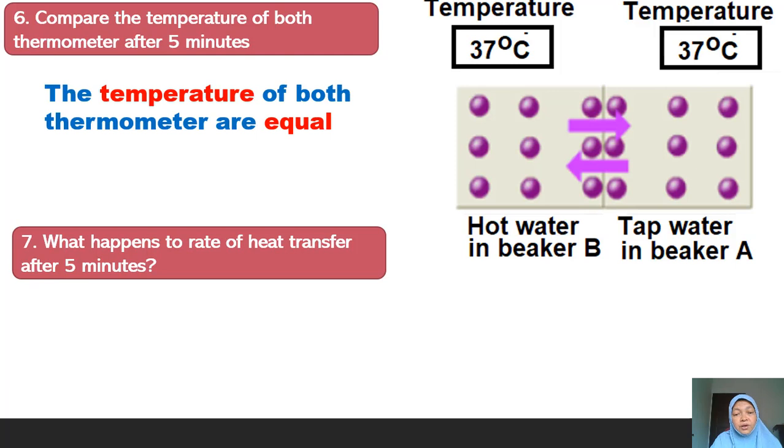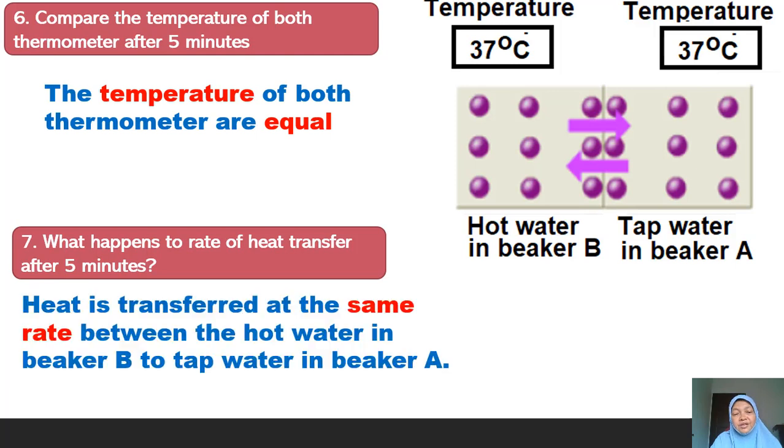What happens to the rate of heat transfer after 5 minutes? The heat is transferred at the same rate, because heat transfers both from B to A and also from A to B at the same rate.